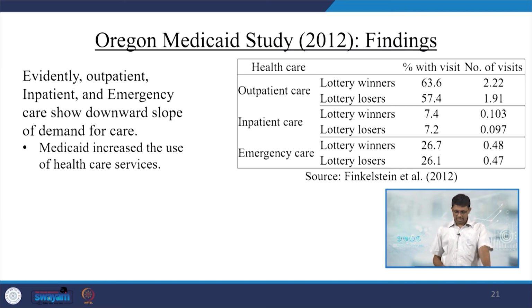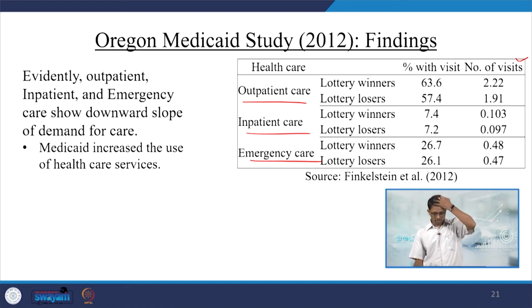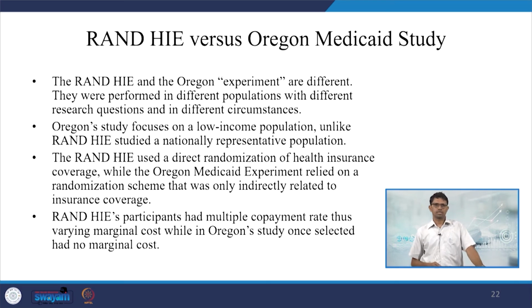So, some findings based on Finkelstein et al. 2012 work. Here the percentage of visits and number of visits are given through outpatient care, inpatient care and emergency care, for which we have already mentioned the RAND Corporation findings also. Here the comparison is between lottery winners and losers. Evidently, outpatient, inpatient and emergency care show a downward slope of demand, and Medicaid increases the use of healthcare services. So, now we can compare the RAND health insurance experiment with the Oregon Medicaid study.